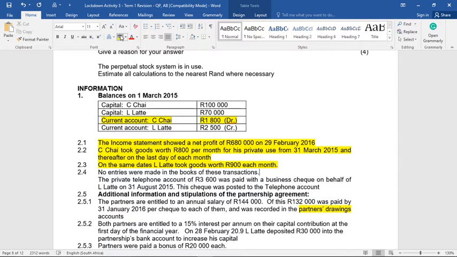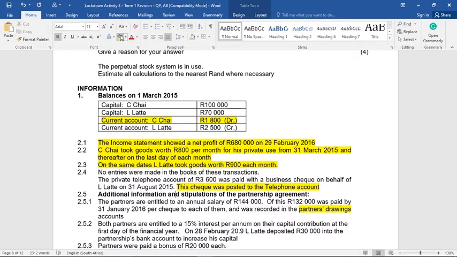The private telephone account of 3,600 Rand was paid with a business check on behalf of Latte on the 31 August 2015. The check was posted to the telephone account. Do you think it's right that it would have been posted to the telephone account? It should be posted to his individual drawings account, because he's getting it paid for by the business.